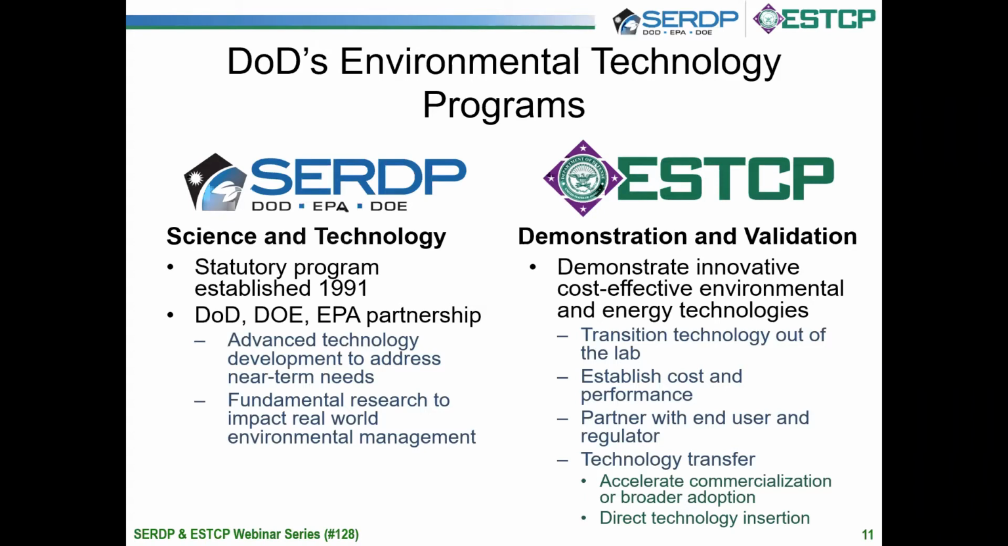Our companion program, ESTCP, the Environmental Security Technology Certification Program, is a demonstration and validation program. Under this one, we take the research or the knowledge that comes out of SERDP or other research programs, and we take it to the field and look to validate it, so that we have advanced the research to the point where an end user can now take it and adopt it at their sites. We're really looking for this direct technology insertion. And as you can imagine, this technology transfer is very important in this process.